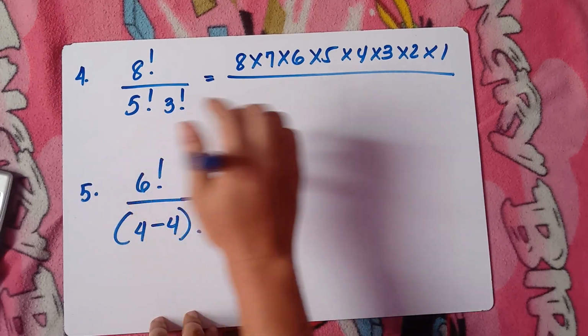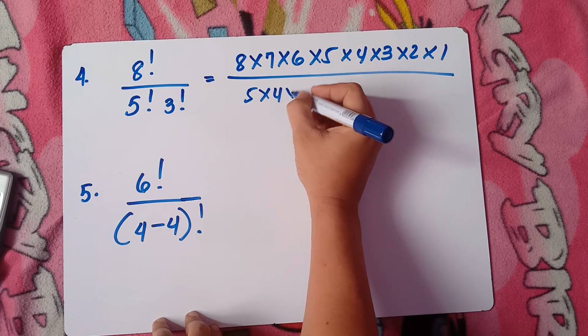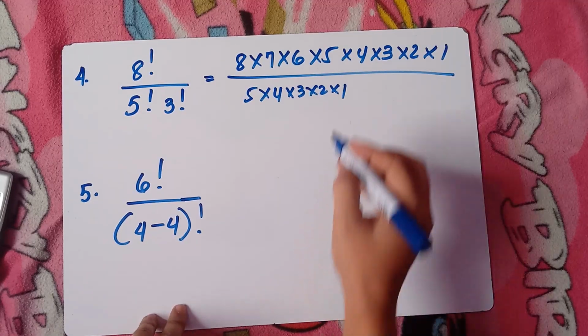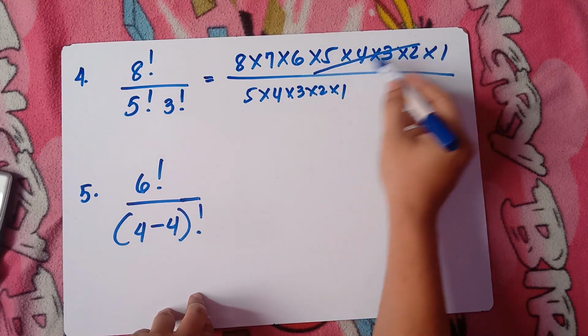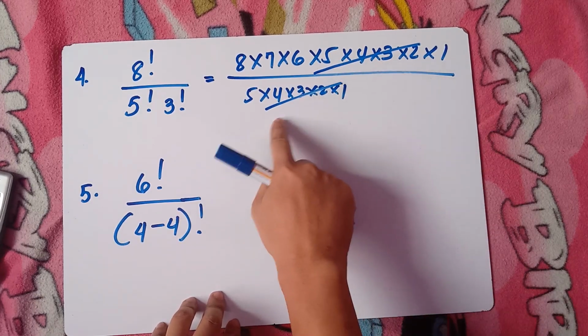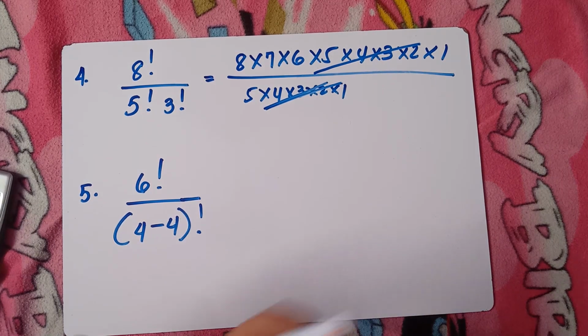For 5 factorial, class, we have 5 times 4 times 3 times 2 times 1. You can actually cancel this one, class. This is actually the same, so you can cancel this one, because the product of this is equivalent to this one, so you can cancel it out. The remaining numbers will be 8, 7, and 6.